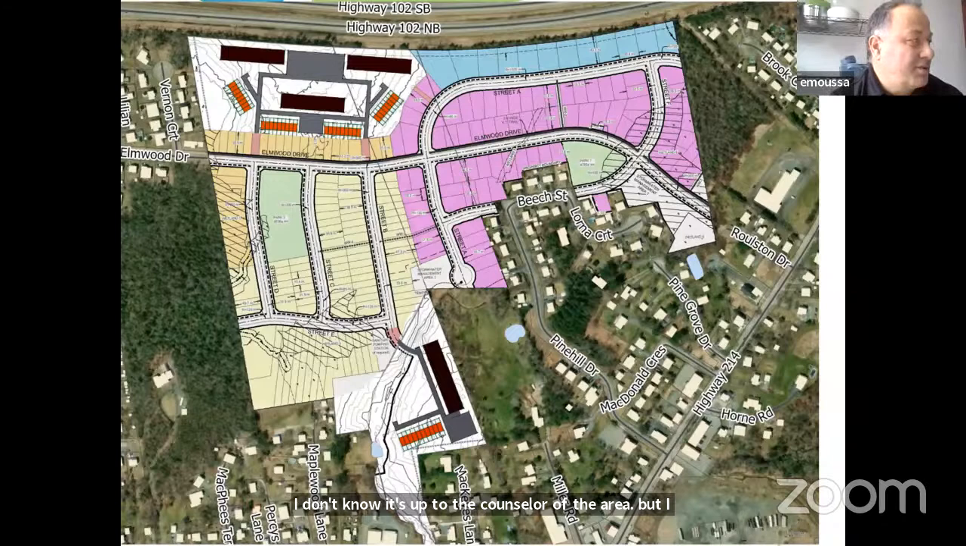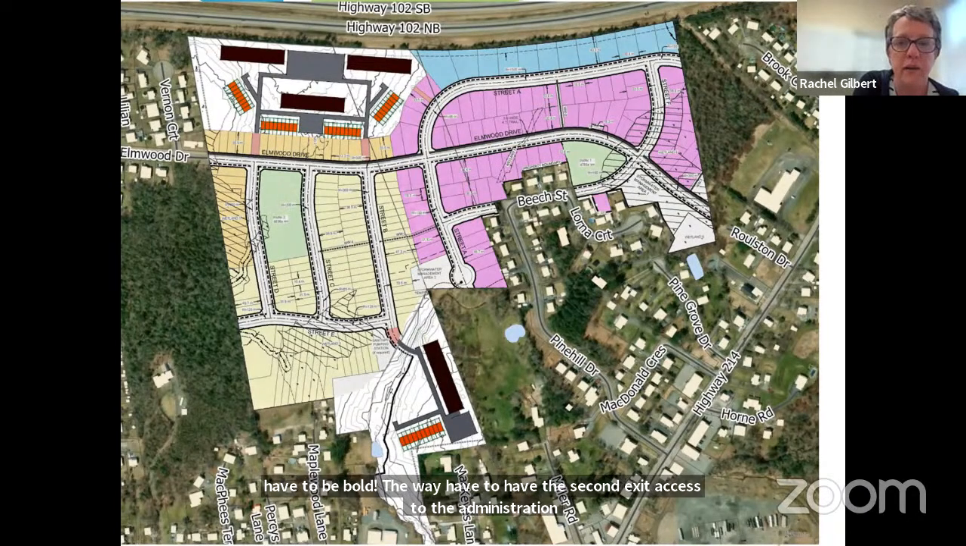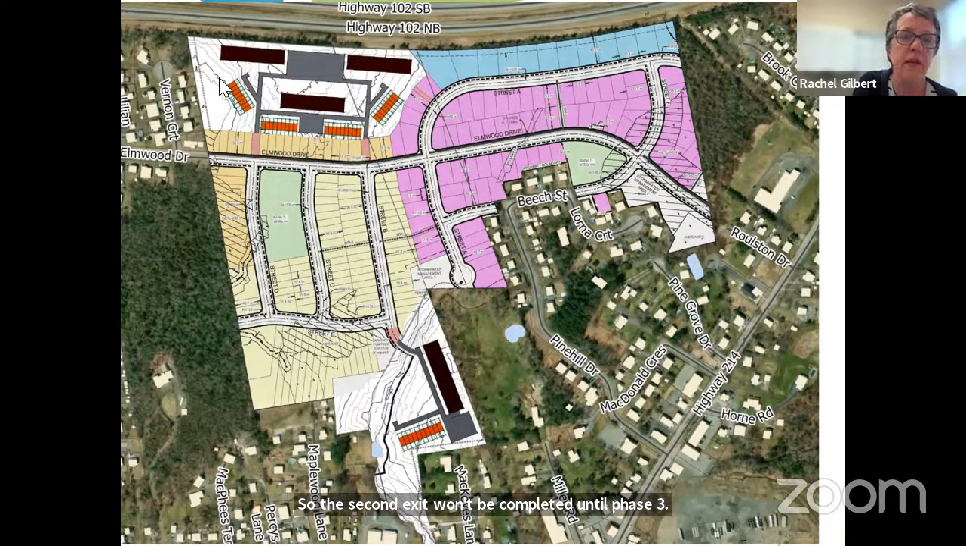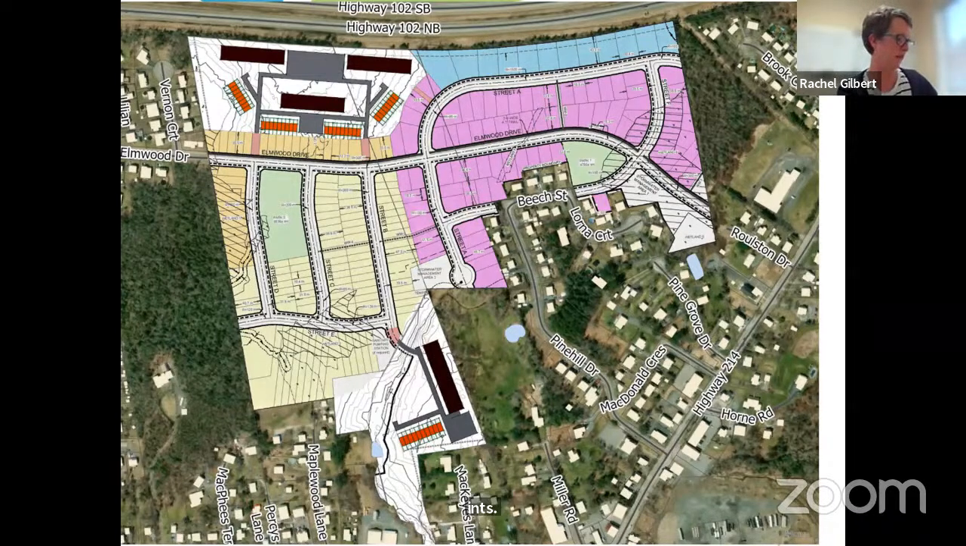And I have another question, probably John or Rachel can answer it. How many units have to be built till we have to have the second access to the subdivision? So the second exit won't be completed until phase 3. This area, if you can see my pointer, this is phase 3 here. That's where the road will link through. But in the development agreement, there are trigger points. Just bear with me a second, I'll find those.